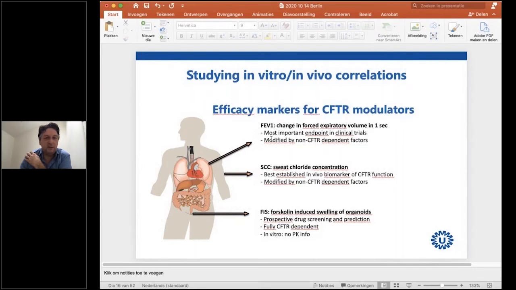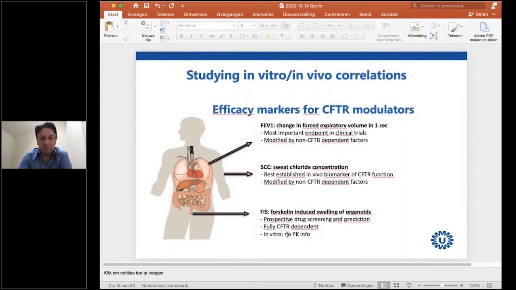But there's a pretty large impact also of non-CFTR dependent factors, which can modify or modulate the reading in these types of endpoints. So we compared this with forskolin-induced swelling of these organoids, and forskolin-induced swelling is nice because it's really a fully CFTR-dependent readout, but it's obviously an in vitro model, so you don't have any PK information. If you have differences in PK between patients, you don't incorporate this, obviously, and you may also modify the tissue by culturing it in vitro.